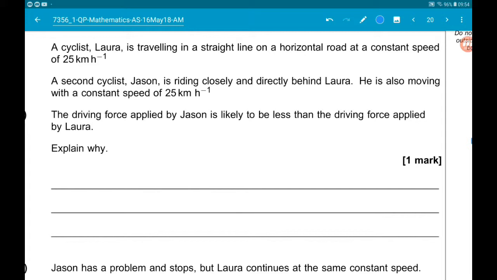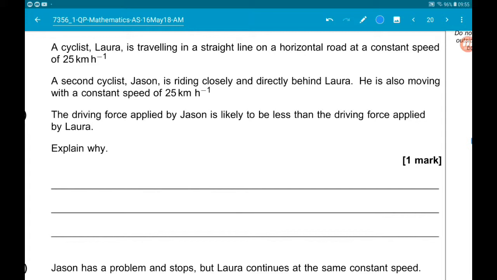Okay, 15A. A cyclist, Laura, is travelling in a straight line on a horizontal road at a constant speed of 25 kilometers per hour. A second cyclist, Jason, is travelling closely and directly behind Laura. He is also travelling at a constant speed of 25 kilometers per hour. The driving force applied by Jason is likely to be less than the driving force applied by Laura.